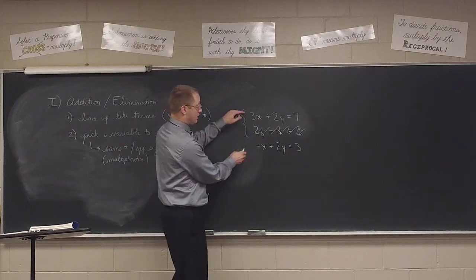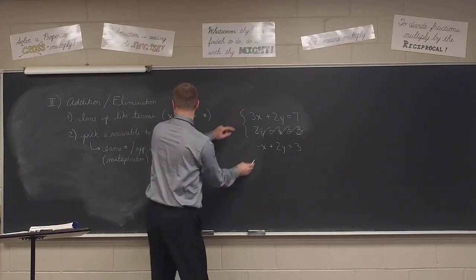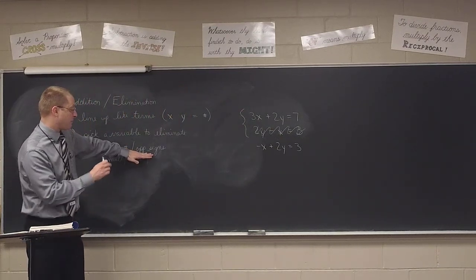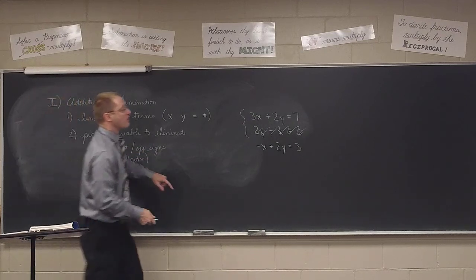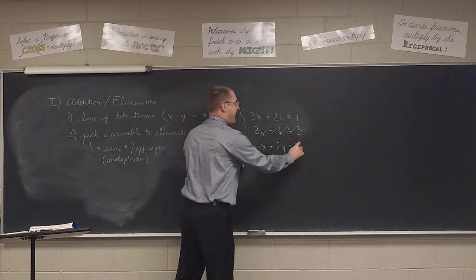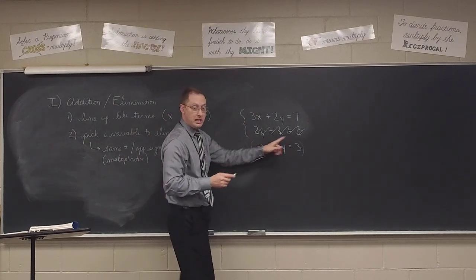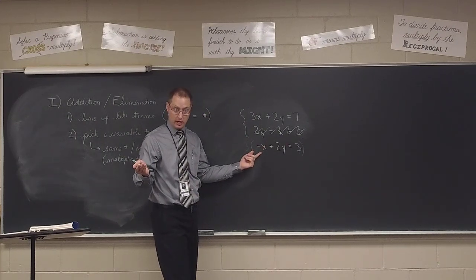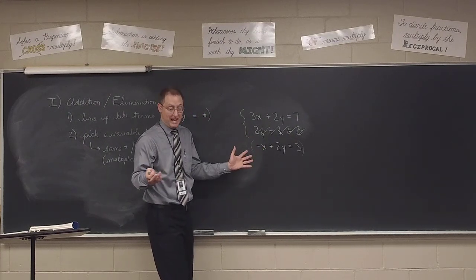Does it make sense? If I want to make these x's knock out, I said I have to have the same number, opposite signs. Opposite signs were good. They just don't have the same number. They would both need to have the number 3 right here, correct? If I multiplied everything by 3, it would now have a negative 3x, correct? They would be able to cancel or eliminate.